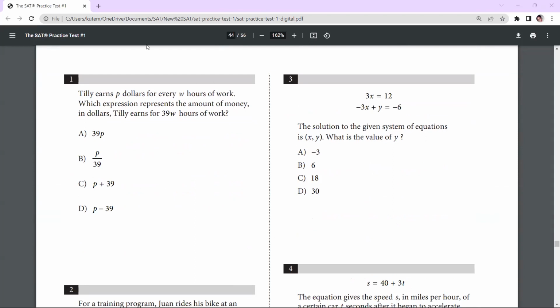Okay, so question 1 has to do with you understanding the format of an equation. So we'll go through question 1. It says Tilly earns P dollars for every W hours of work. Which expression represents the amount of money in dollars Tilly earns for 39 hours of work? What do you guys think? Is it 39P, P over 39, P plus 39, or P minus 39?